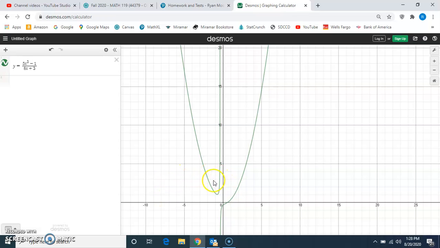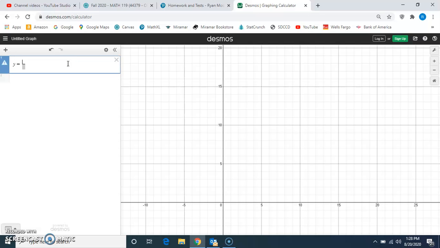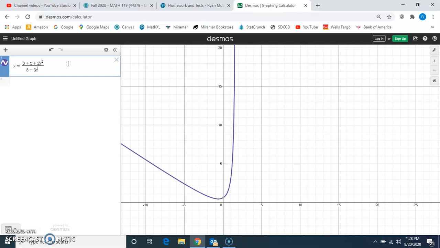How about as x approaches negative infinity? Well, in a similar way, as we go back to the left here, as x approaches negative infinity, the y value shoots up to positive infinity again, and we got that. And then the very last question we did was y equals 3 plus x plus 2x squared over 5 minus 3x to the 5th.